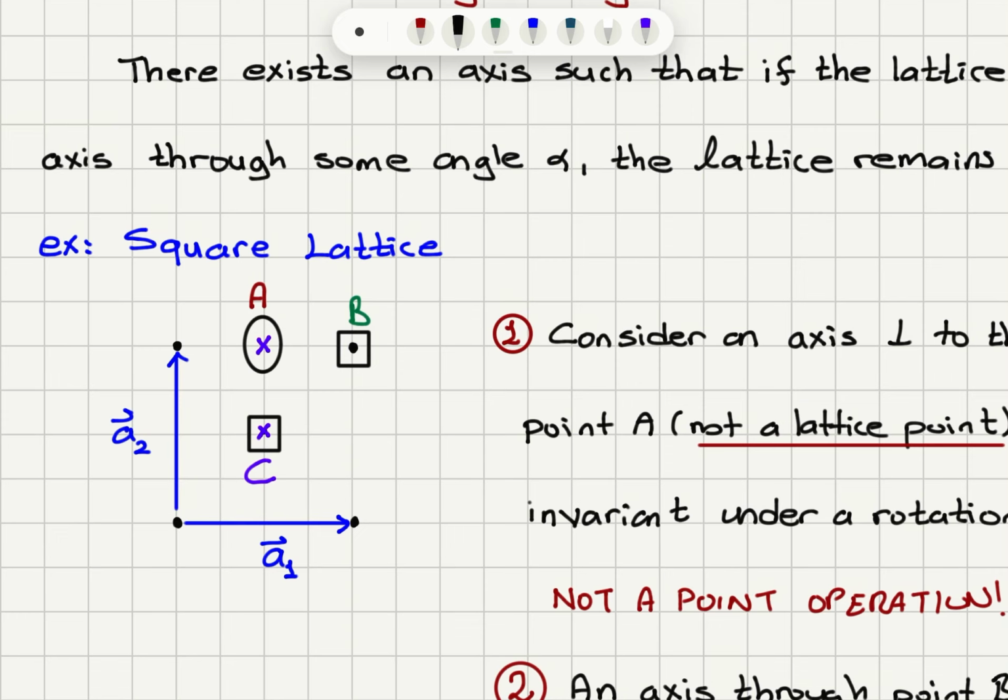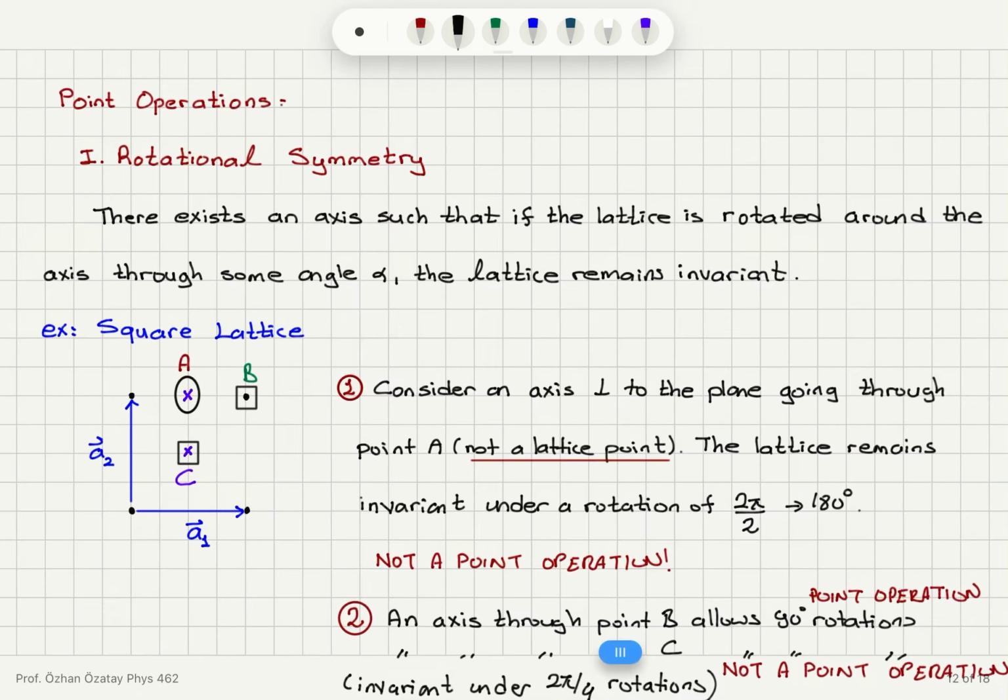And if we rotate by 180 degrees around an axis that goes through point A, we will see that the lattice remains invariant. So which ones of these operations are point operations? Well, we need to consider which operation keeps a lattice point fixed, and that is the operation about an axis that goes through point B, so that is the point operation, whereas the rotation operations around point C and point A are not point operations.